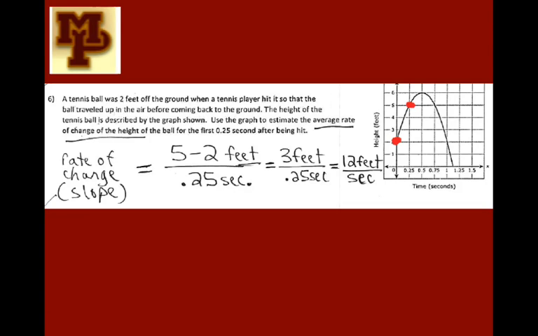You want to subtract the y values over the x values. So 5 minus 2 is what the heights look like they are at those various times. So 5 minus 2 on the top, and then the time that's passed is 0.25 seconds, so that's on the bottom. And then you divide that, and it looks like the average rate of change is 12 feet per second. That's how fast it's going up every single second.